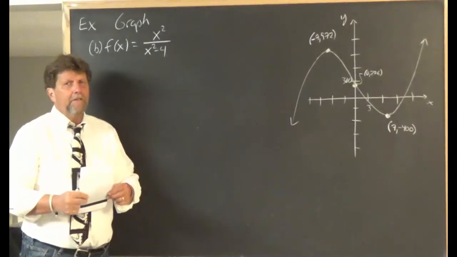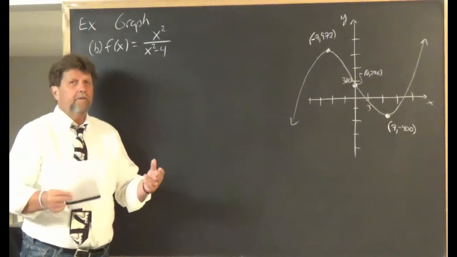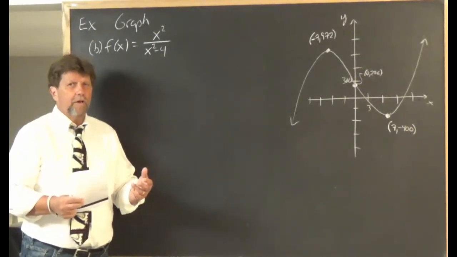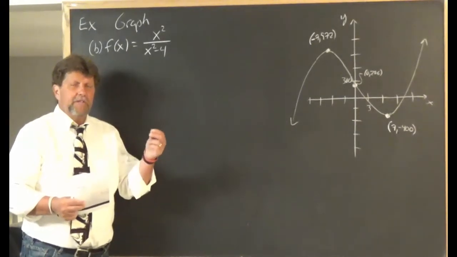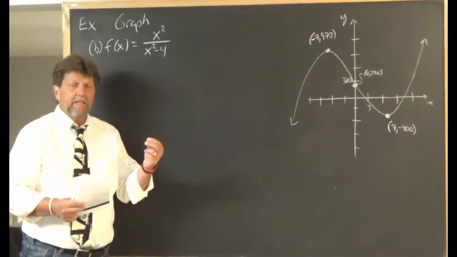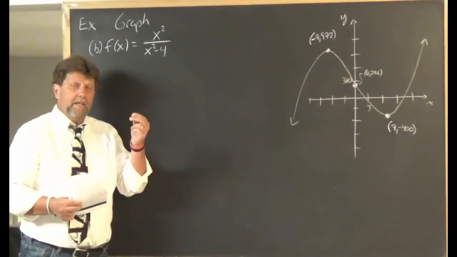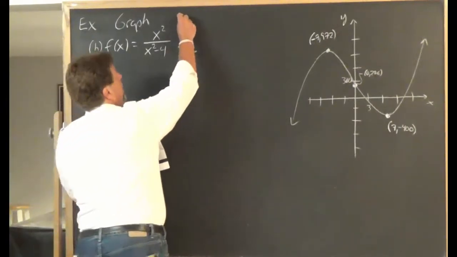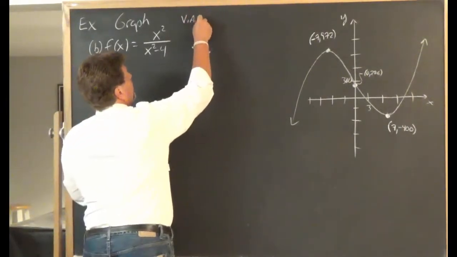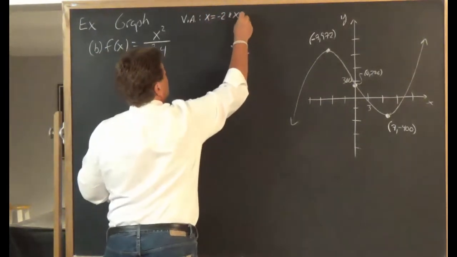It has vertical asymptotes. This is an old topic we learned earlier in the course. Vertical asymptotes are the values of x where the denominator is 0, but the numerator is not 0. The denominator here is 0 for x equals -2 and x equals 2. So I would make a note: there are vertical asymptotes at x equals -2 and x equals 2.